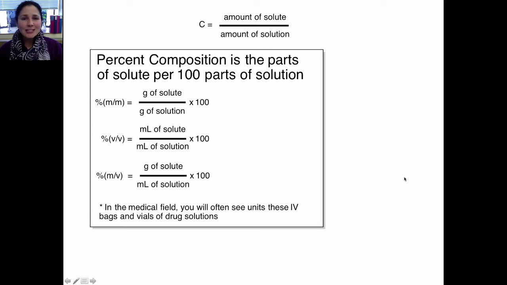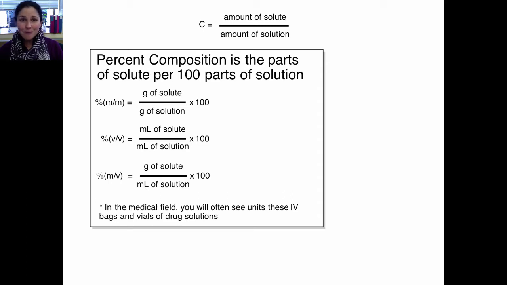A percent composition is another type of unit. There are several different varieties of percent composition. M over M can also be represented as W over W. It just means the mass of solute, or the weight of solute, divided by the mass or weight of solution. And since it's a percent, it's times 100%. A volume over volume percent is volume in milliliters divided by volume in milliliters, solute over solution, times 100%. And M over V is grams or mass over volume in milliliters.